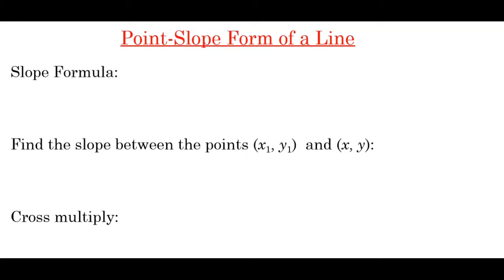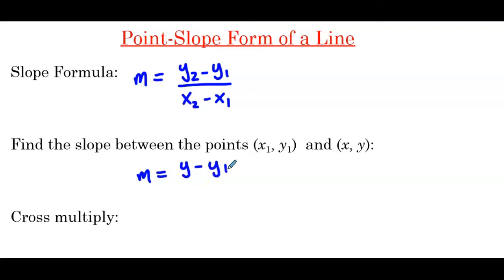So in order to start, we'll review the slope formula, which is m equals y2 minus y1, change in y, over x2 minus x1, change in x. So they ask us to find the slope between the points x1, y1 and x, y. So our slope there is going to be y minus y1 over x minus x1.